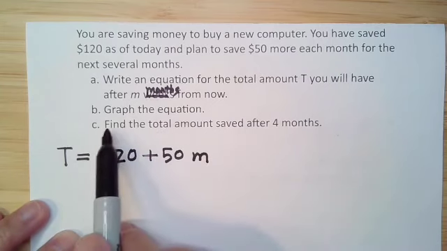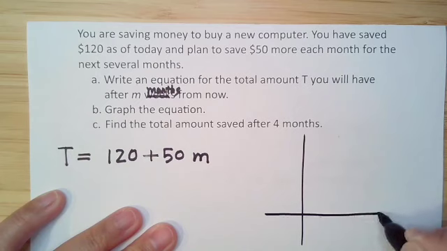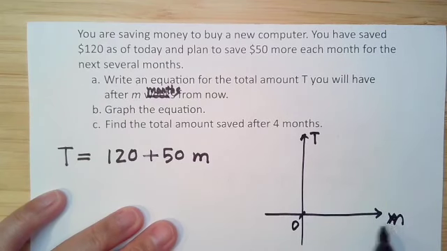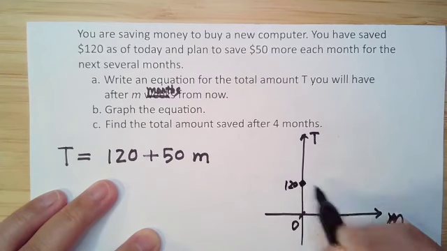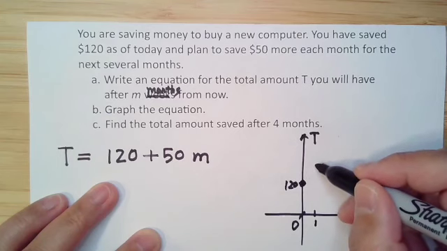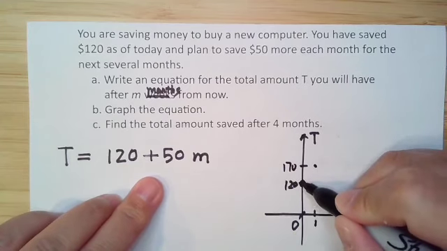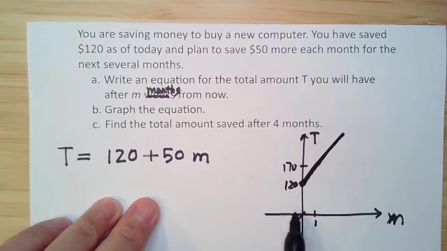All right, now can you graph the equation? When you want to graph the equation, you will do this: m, sorry, and here is T. Now when m equals 0, the m part is 0, you have 120. You start from here. You don't have a negative m. And when m equals 1, you have 170. And this is your graph of the equation. You don't have anything for the negative part. Okay, so you only have that.